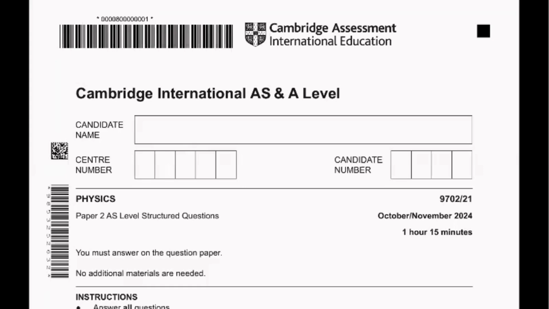We will be solving AS Physics 9702, Paper 2, Variant 1 of October-November 2024. Before moving on to the first question, I just want to let you know the sequence in which I will upload the entire paper. I'll first create the playlist of this entire paper, and in the playlist, you will find 7 different videos. Each video will have a different question. This paper has 7 questions, which means there will be 7 videos. Each question will have a separate video of its own.